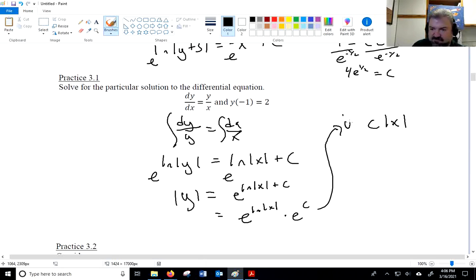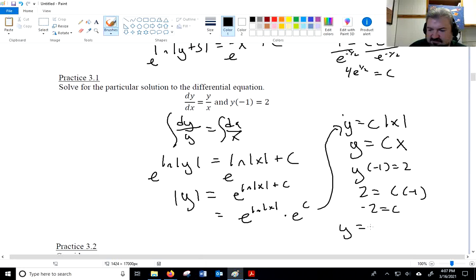So I don't need the absolute value anymore on the y. The question is, do I still need it on the x? And the answer is no, you don't. It's just c times x. That's all we need to handle that. So y equals cx is the solution. Oh, sorry, we need to find what c is. So let's do y of -1 is equal to 2. So 2 is equal to c times -1. So -2 is equal to c. So y is equal to -2x.